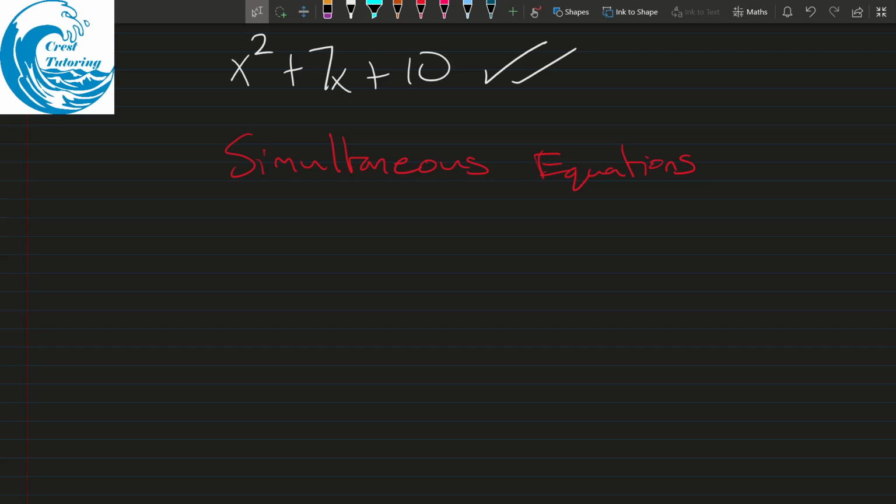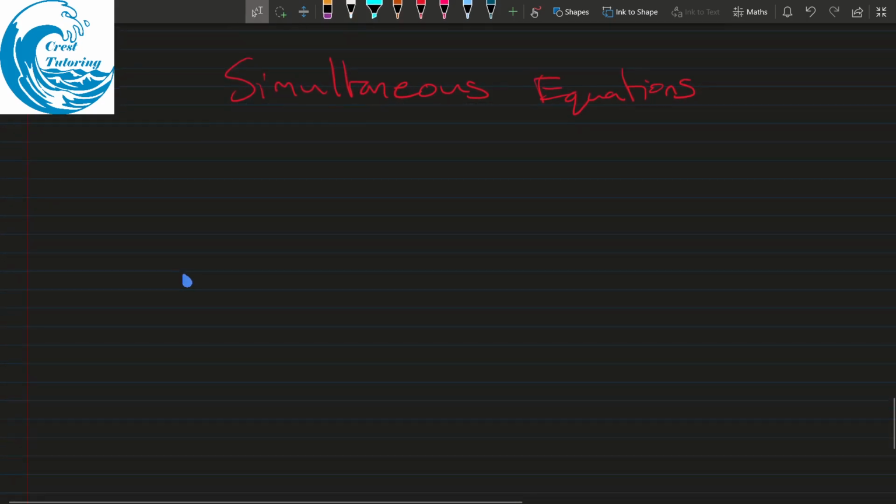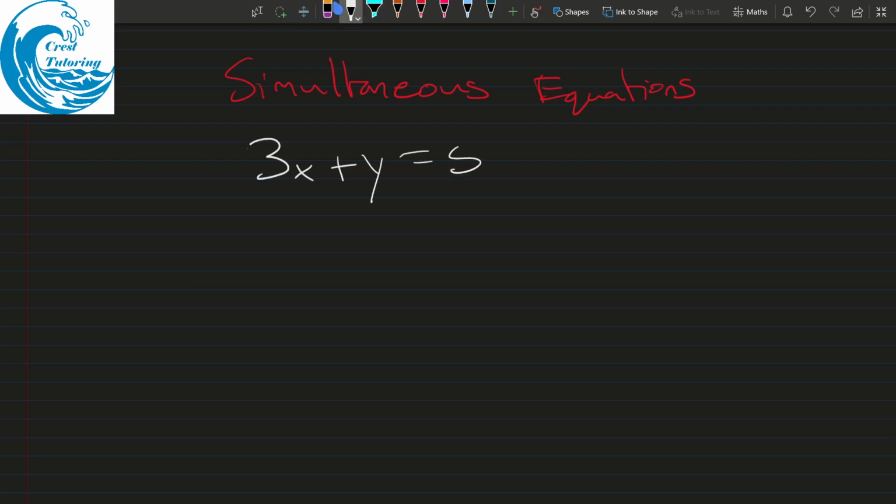Okay, so I'm going to start off with one. We've done these before, so it's kind of revision. What I'll do is I'll go through one and then I'll leave one for you to try. So I'm going to say 3x plus y equals 5, 5x minus 4y equals minus 3, and we want to find out what x and y are.